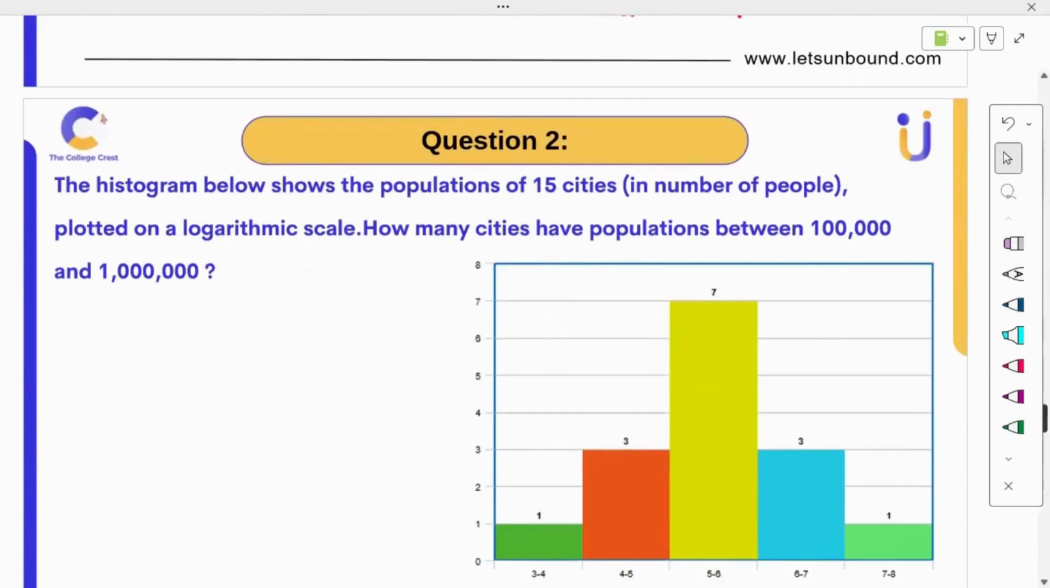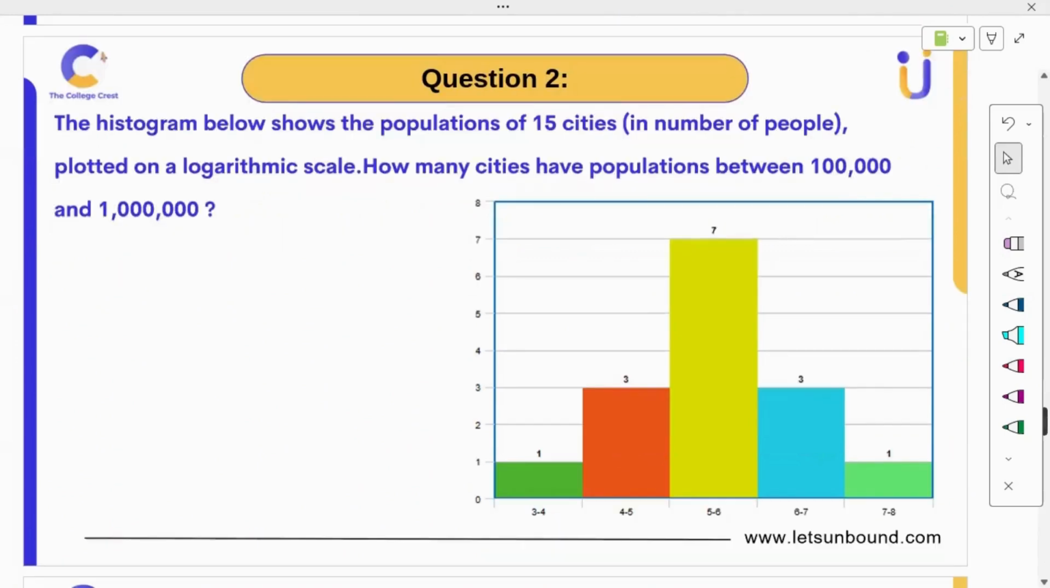Now getting into question 2. The histogram below shows the population of 15 cities in number of people plotted on a logarithmic scale. How many cities have population between 100,000 and 1,000,000? So how will the logarithmic scale work? If the histogram bins are like 3 to 4, 4 to 5, how many cities have this population? This is the log of city population, and the y-axis says number.